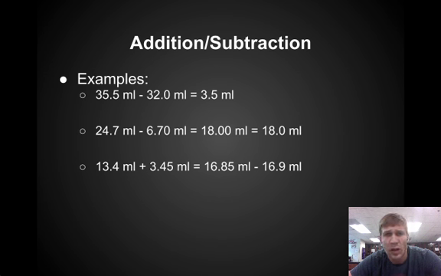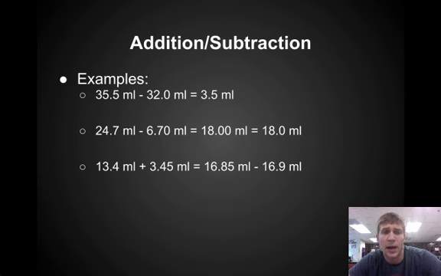Next example is a little bit more tricky. So here I have 24.7 milliliters, and I'm going to subtract 6.70 milliliters. So you can see that 6.70 milliliters was measured using a more precise tool than the first measurement. When I put those values in the calculator, I get 18.00 milliliters. But looking back, 24.7 milliliters only has one place after the decimal, so I need to make sure that my answer only has one place after the decimal. So I change from 18.00 milliliters to just 18.0 milliliters.